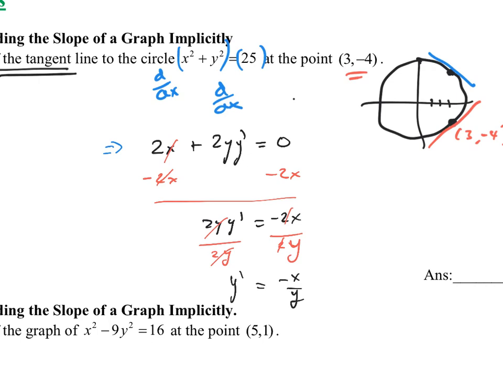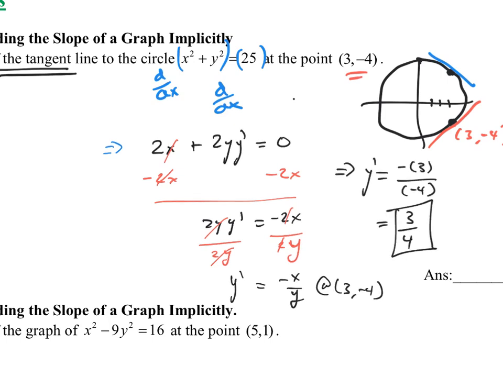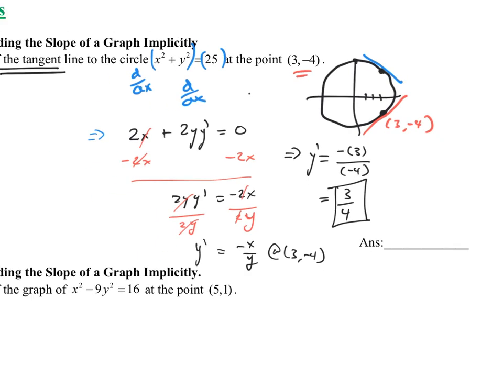Well, what do we care about? We care about the point (3, -4). So anywhere I see an x, I'm going to plug in 3, and anywhere I see a y, I'm going to plug in negative 4. So y prime would be equal to negative 3 on top, over our negative 4 on the bottom. So that tells me the slope of that red line in that picture that we just graphed is 3/4. So that's what we were able to do.